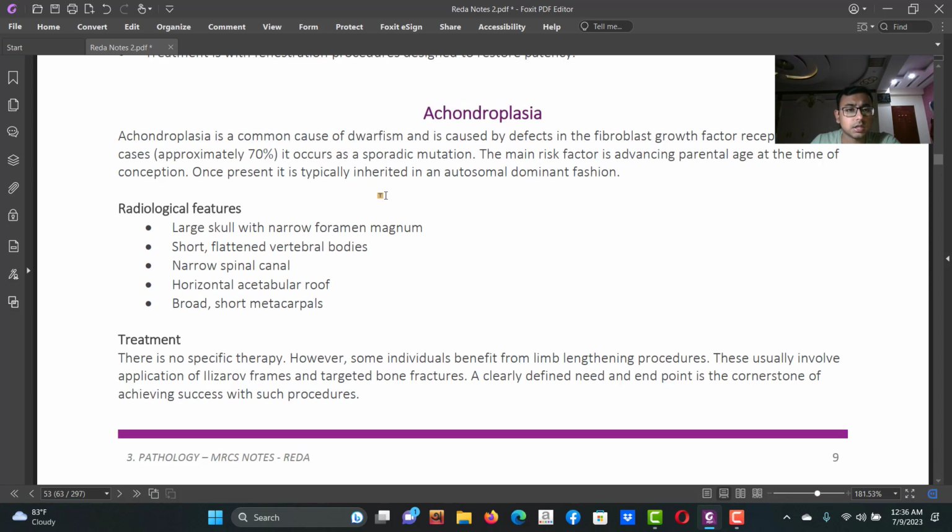Now, achondroplasia is also common with dwarfism, and causes a defect in the fibroblast growth factor receptor. In most cases, approximately 70%, it will be sporadic in nature. The main risk factor is advancing parental age at the time of conception, though it is typically inherited in an autosomal dominant fashion. Okay.